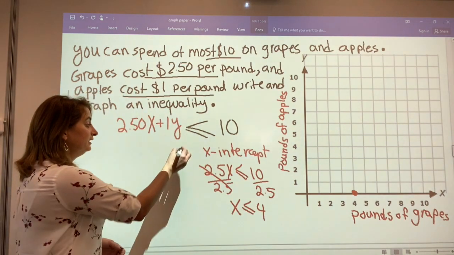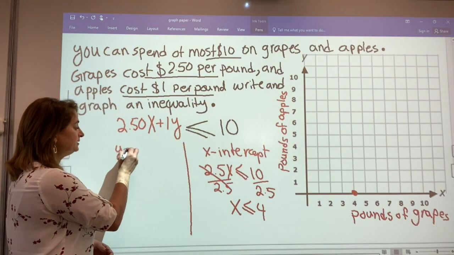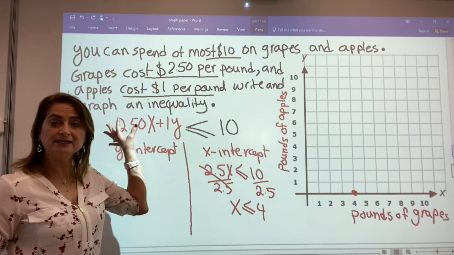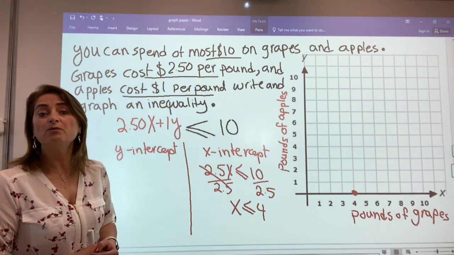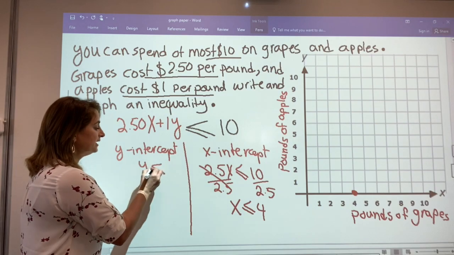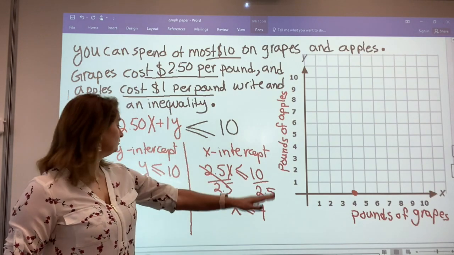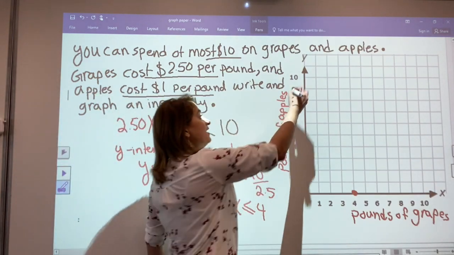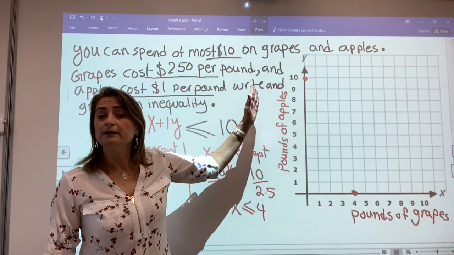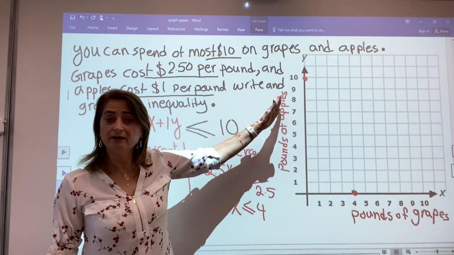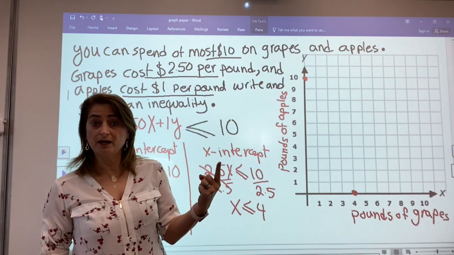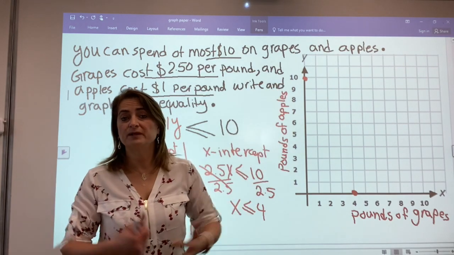Now let's find the Y-intercept. This time I need to cover the X, because X has to be 0 for the line to cross the Y-axis. If I cover X, now you have Y less than or equal to 10. Now I will go on the Y-axis, find 10 and put a dot. That means this is the maximum number of pounds of apples I can buy for $10. And think about it, if it costs you $1 a pound, 10 pounds, you already spent your $10.